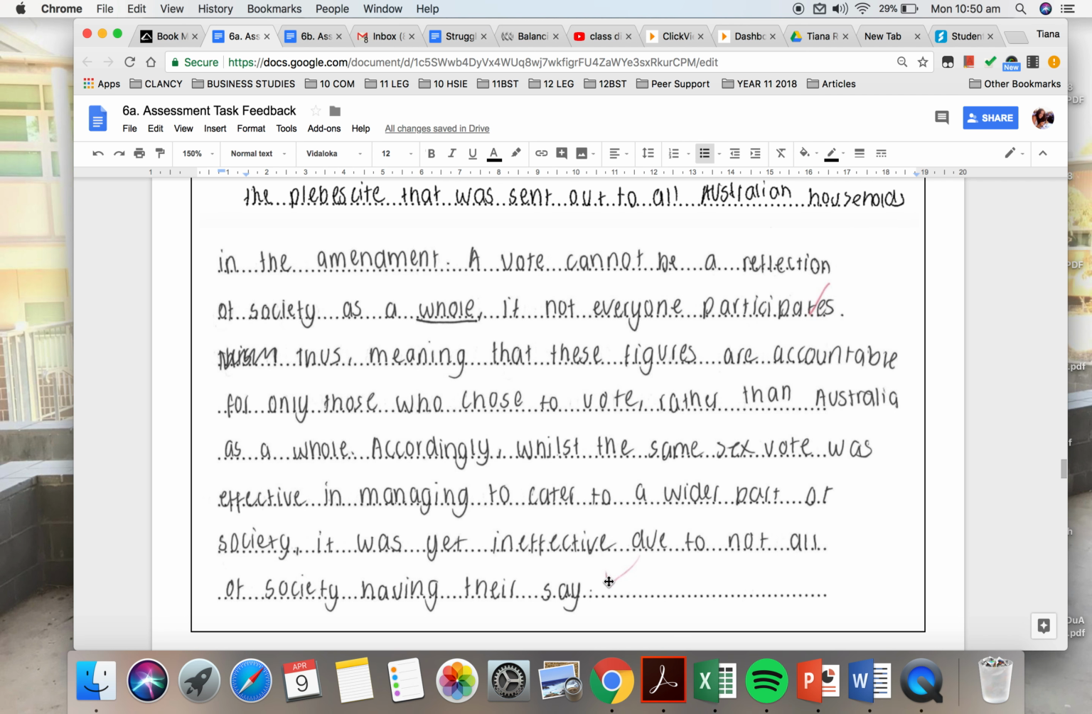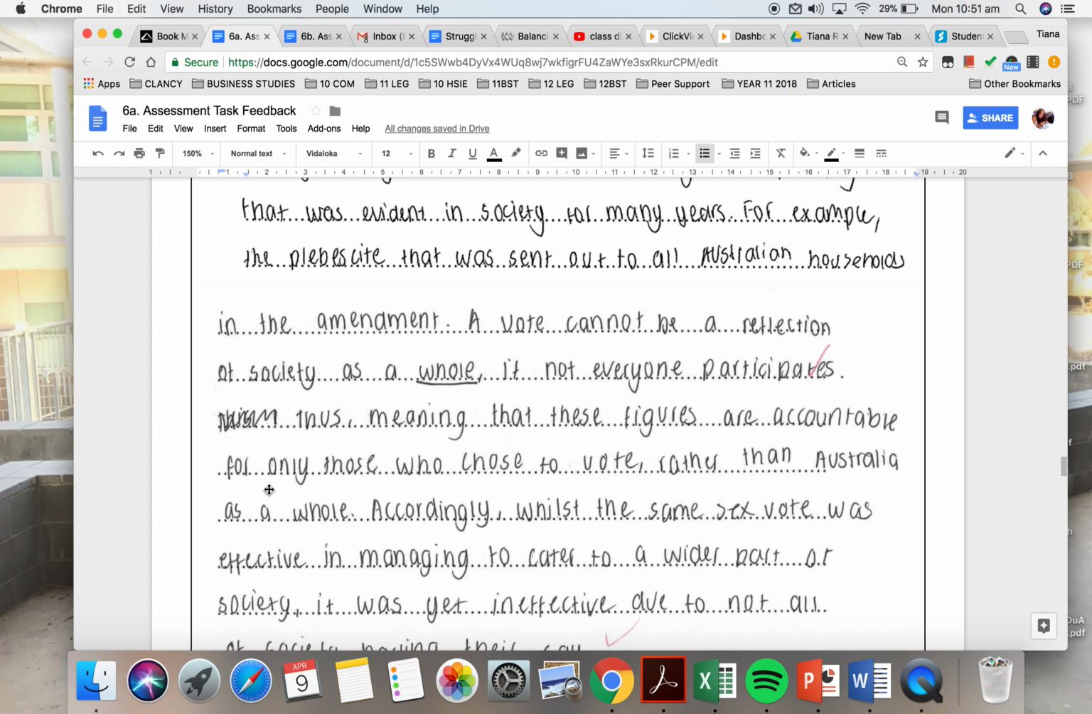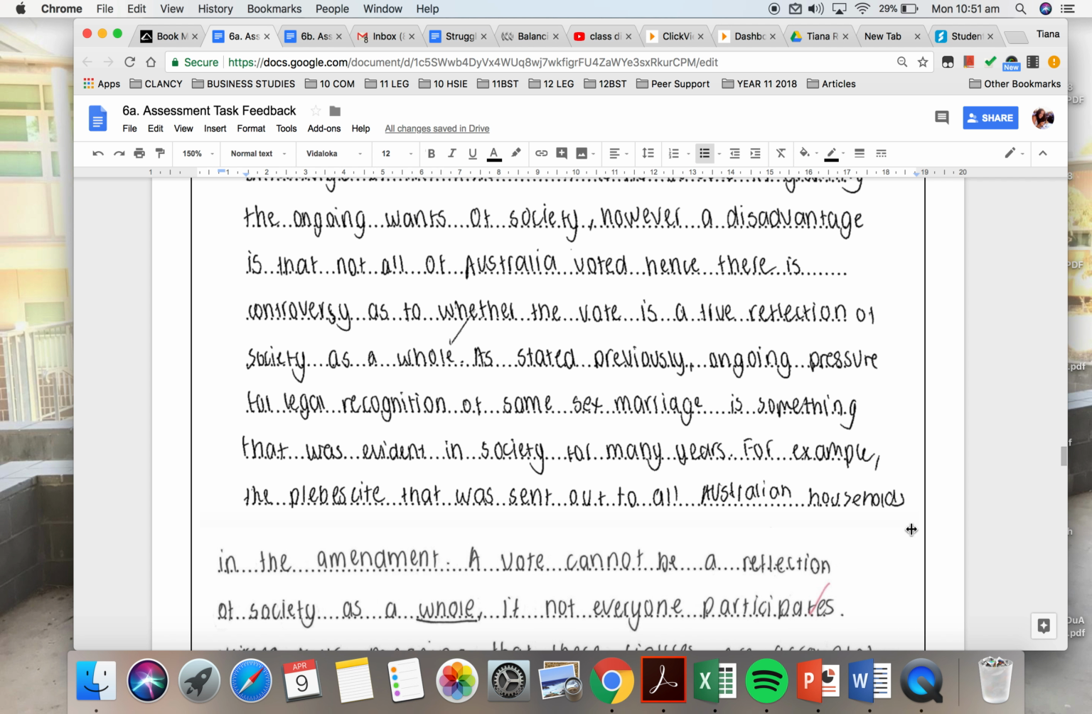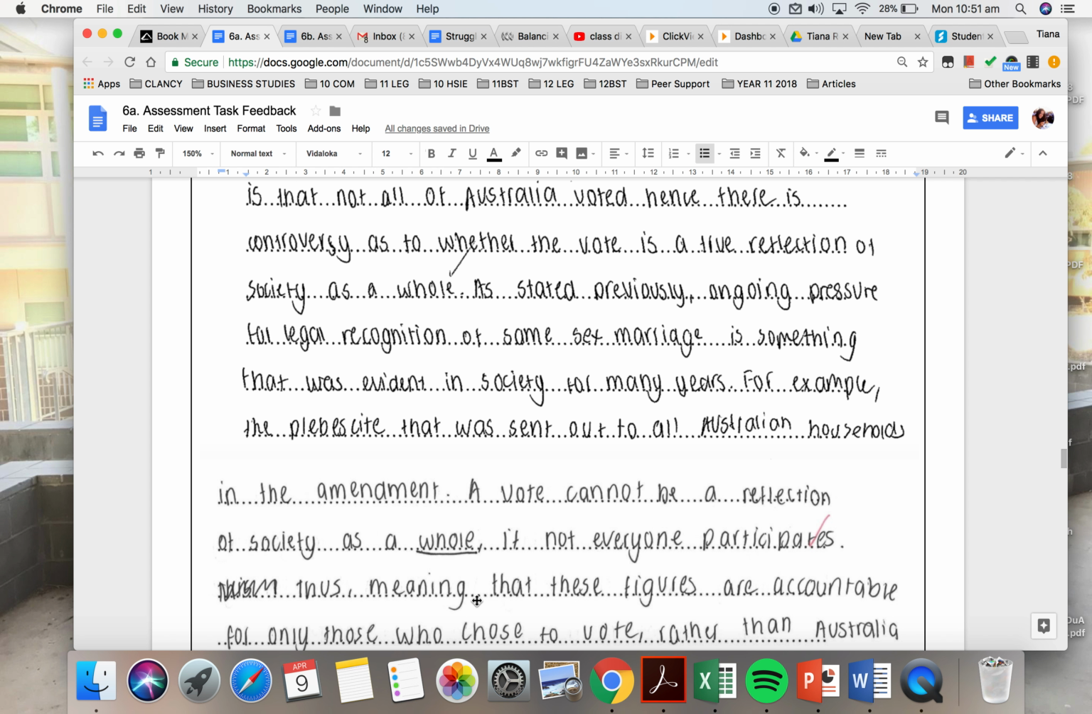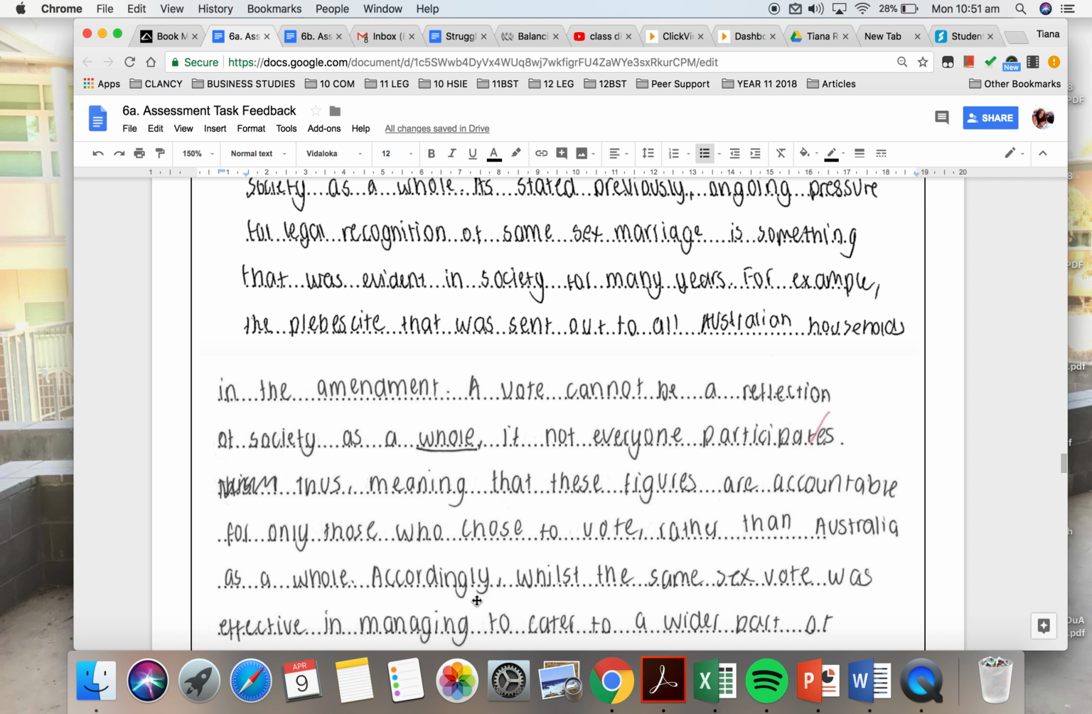Now you can see that this student has shown a positive and negative effect. It is not perfect. It does not have evidence to support the argument. Okay, so a stronger response would have actual statistics on how many people didn't vote, and therefore it's ineffective. Okay, it's only showing 60% of society's opinion on the issue. So how is it a true reflection of what people want?